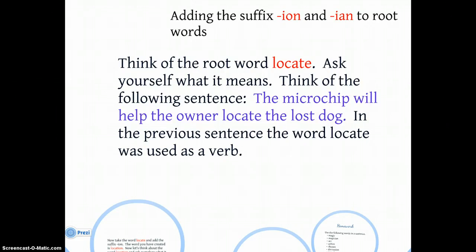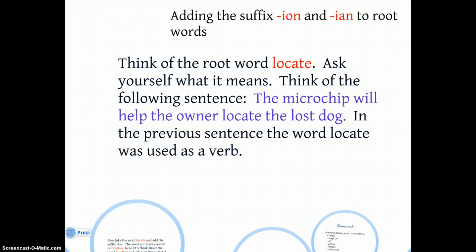Now stop and ask yourself what it means. Think of the following sentence. The microchip will help the owner locate the lost dog. How is that word locate used? Well, in this previous sentence, the word locate is used as a verb, showing what the owner can do. He can locate the dog.